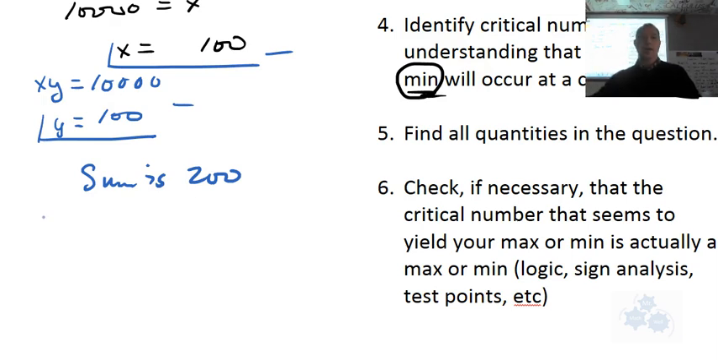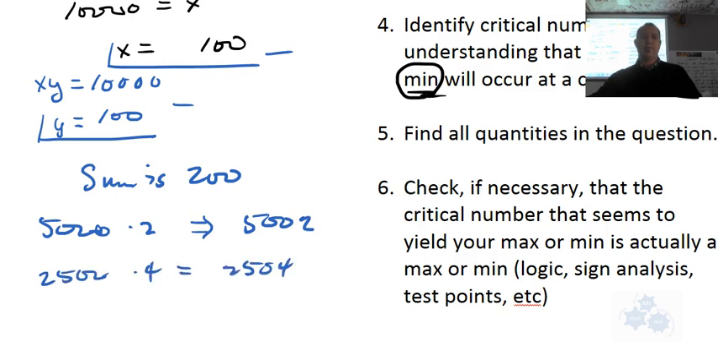So let's think, well, 5,000 times 2. Okay, the sum there is 5,002. That's far more than 200. 2,500 times 4. Well, that's 2,504. Okay, so you're seeing that, you know what, maybe we got something going on here. So this looks to be a minimum. And so we've just checked mentally that this is logical.